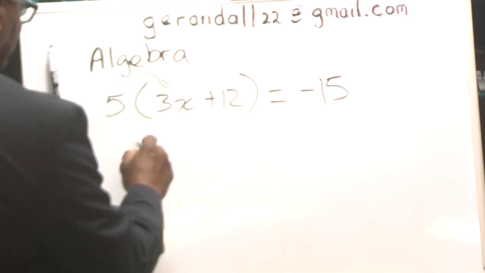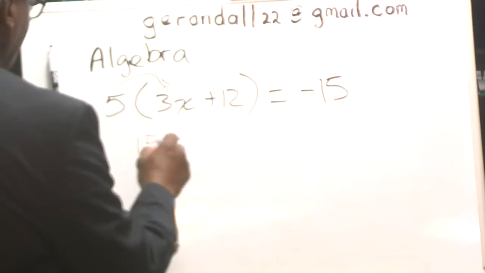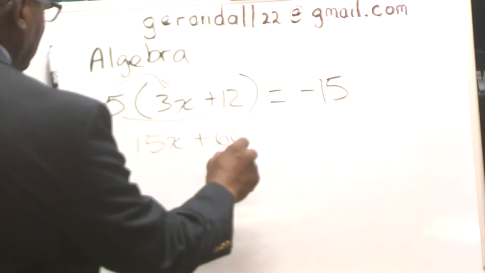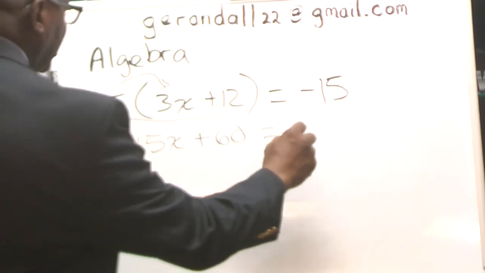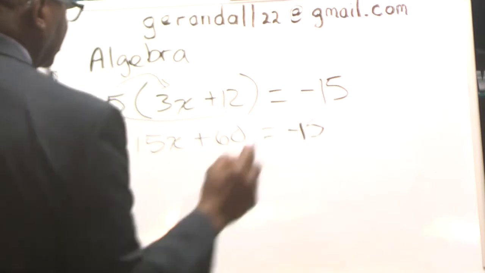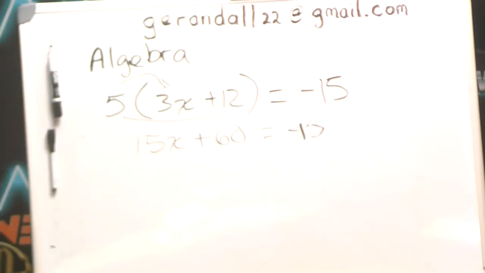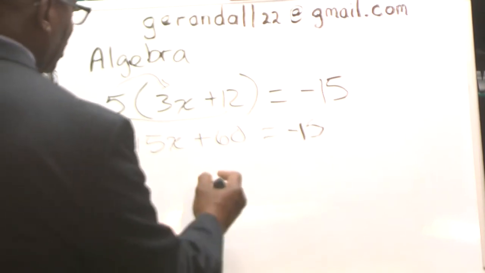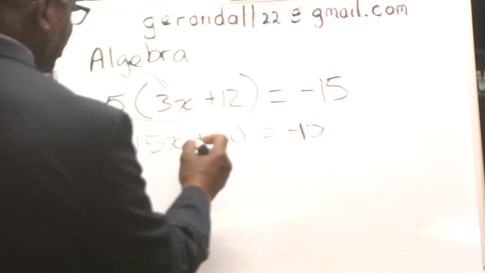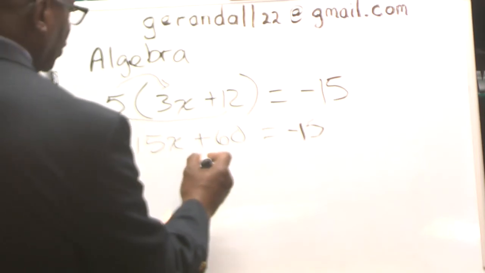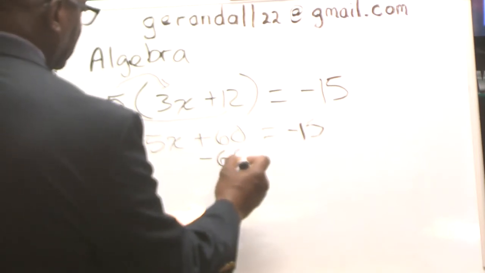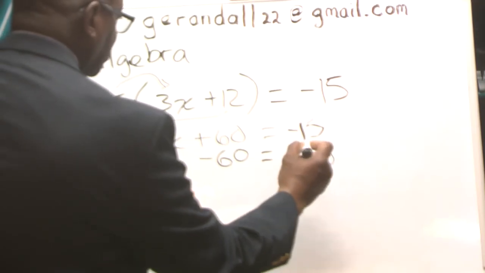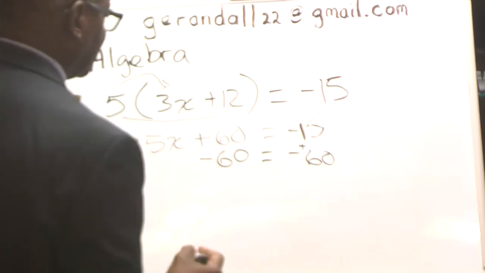5 times 3x, 15x. 5 times 12 is a plus 60. Equals minus 15. Next step. Now it's looking like what we did previously. We've got here plus, so we got to subtract. Whatever we do to one side, we must do to the other. And what we're subtracting over here is a plus 60.